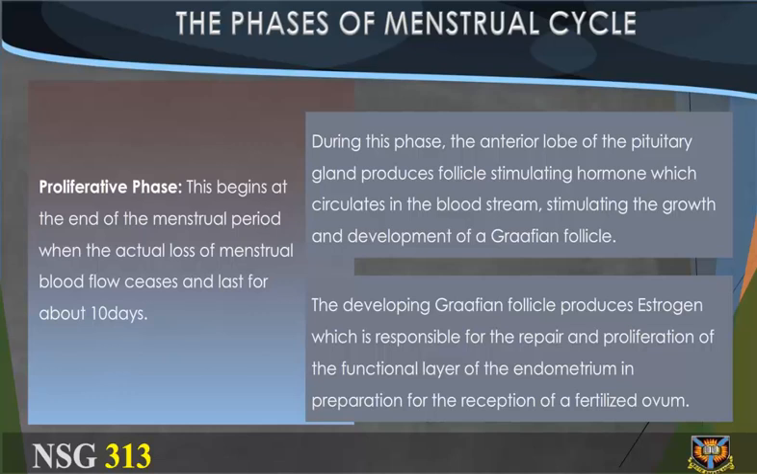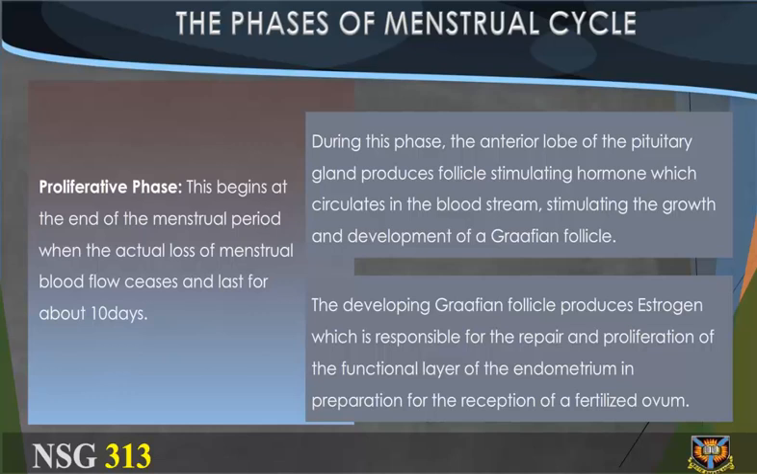Proliferative phase. This begins at the end of the menstrual period when the actual loss of menstrual blood flow ceases and lasts for about 10 days. During this phase, the anterior lobe of the pituitary gland produces follicle stimulating hormone which circulates in the bloodstream, stimulating the growth and development of a Graafian follicle.